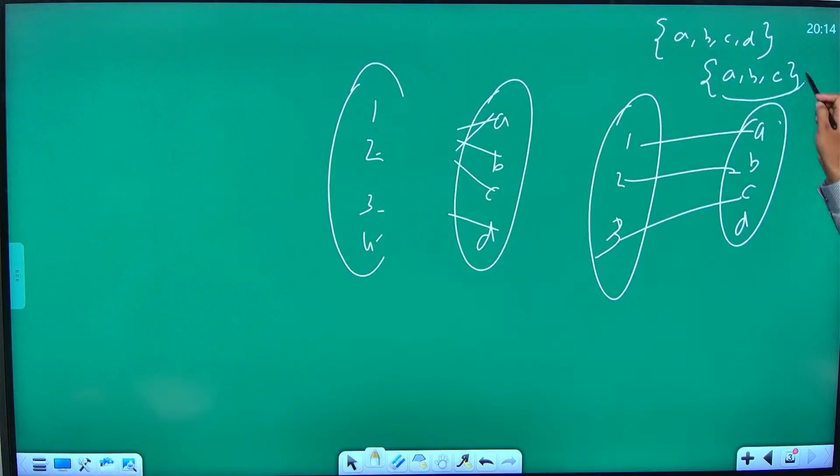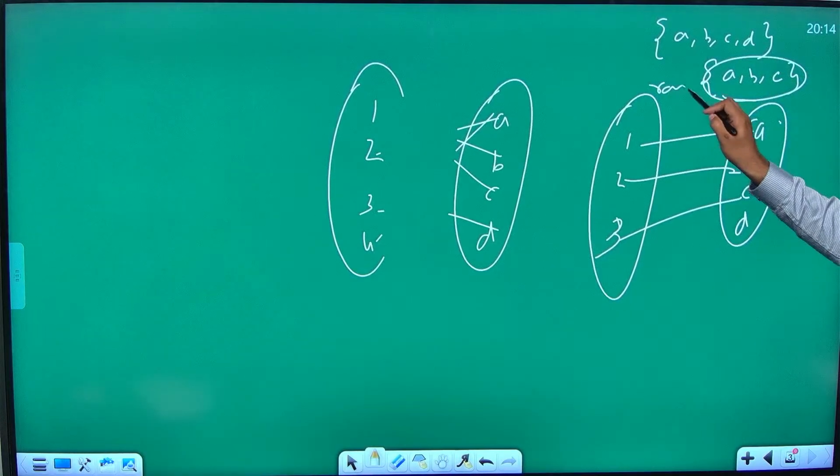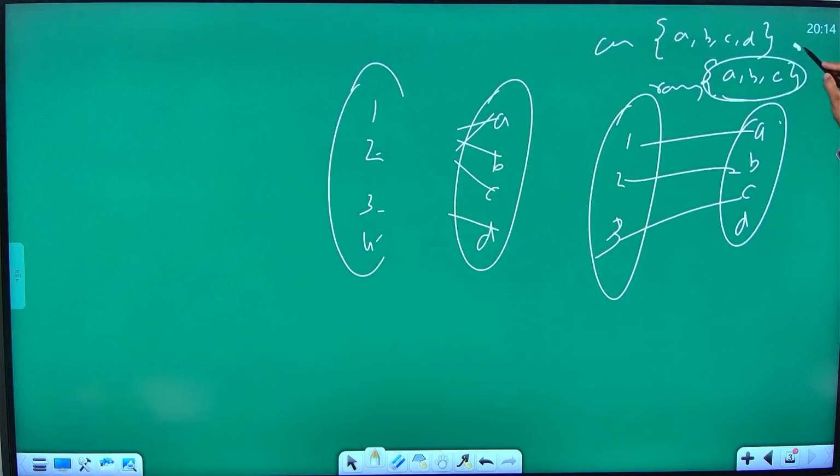So this A, B, C is the range, which is not equal to the codomain. If range and codomain are equal, I can call it onto, otherwise known as surjective. If they are not equal, I'll call it into. Sripriya, are you getting this? Yes, sir. So can you say now what type of function it is? Into function. Very good.